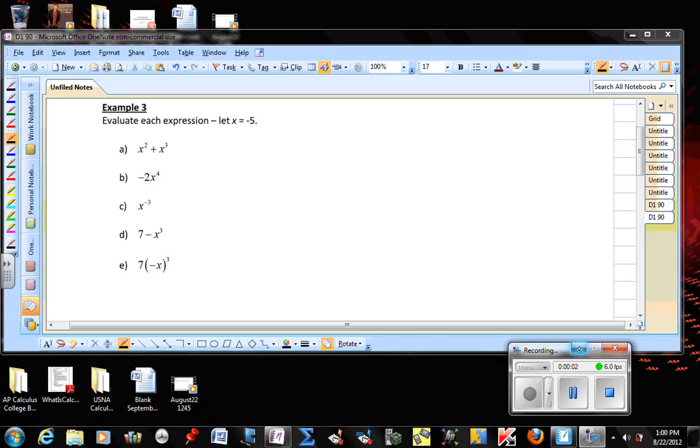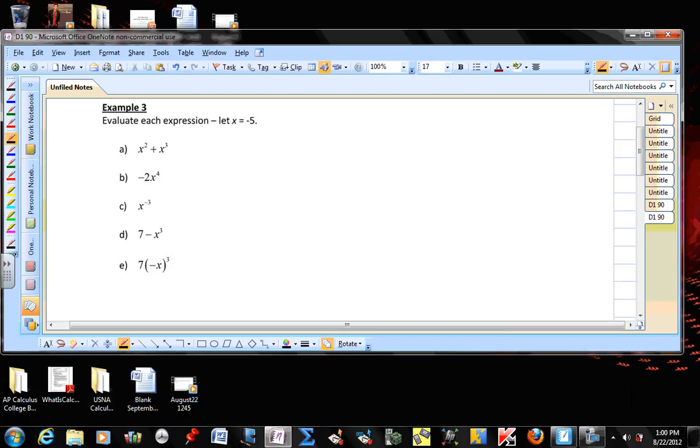Okay, in this example, we're going to look at evaluating an expression where we substitute a value in for a variable. We can see that we're going to let x equal -5. And let's see what happens. In part A, we're going to do x squared plus x to the third power. It's a good idea whenever substituting values into an expression to put parentheses around that value.